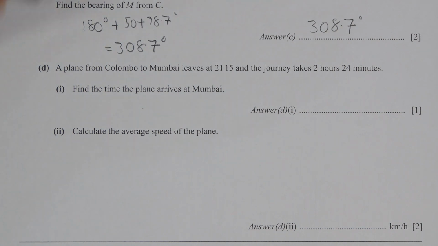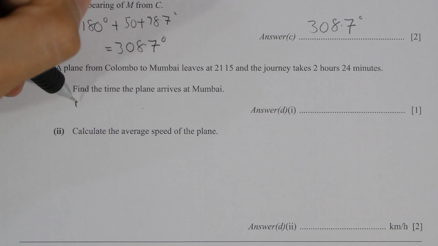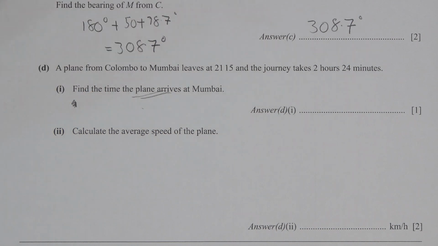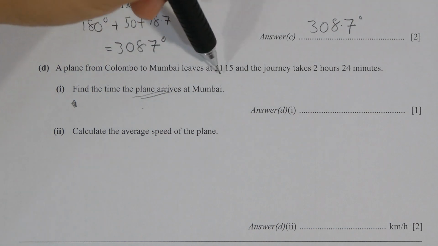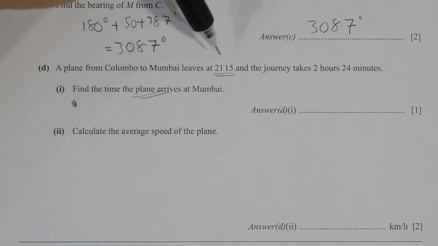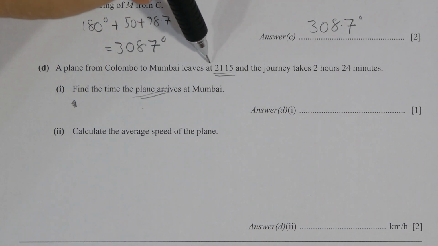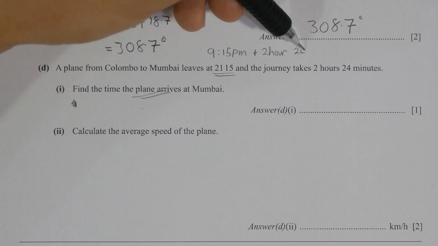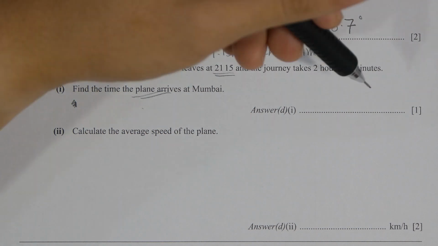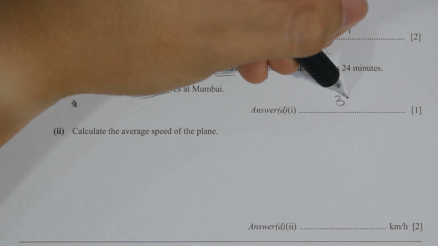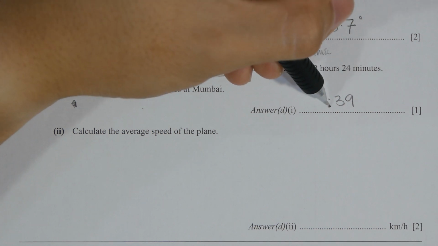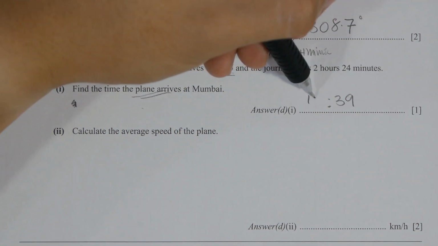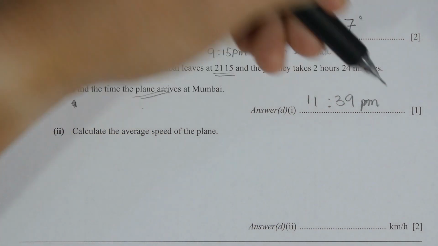For part D, a plane from Colombo to Mumbai leaves at 21:15 and the journey takes 2 hours and 24 minutes. Find the time it arrives at Mumbai. I converted the 24-hour format into PM, which is 9:15, then added 2 hours and 24 minutes. The result will be 11:39 PM.